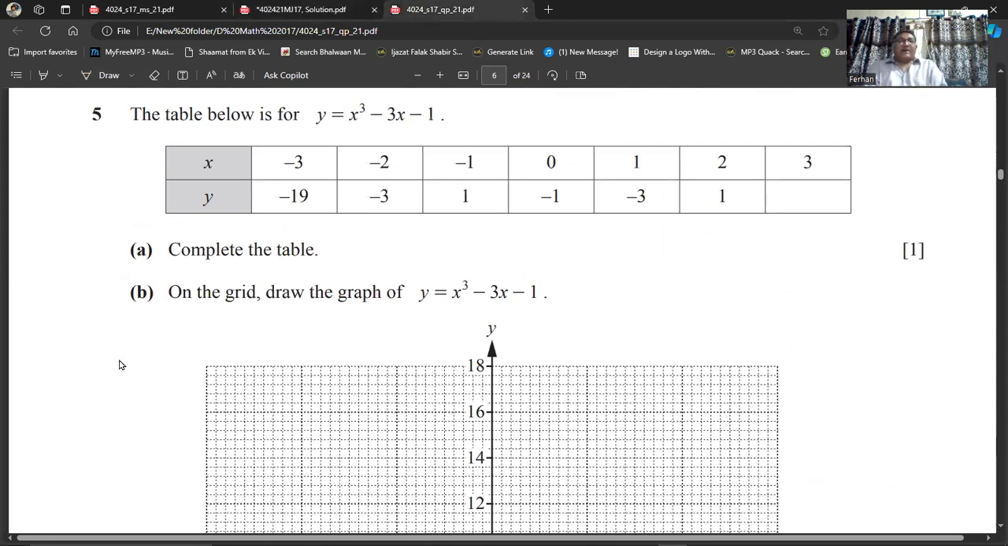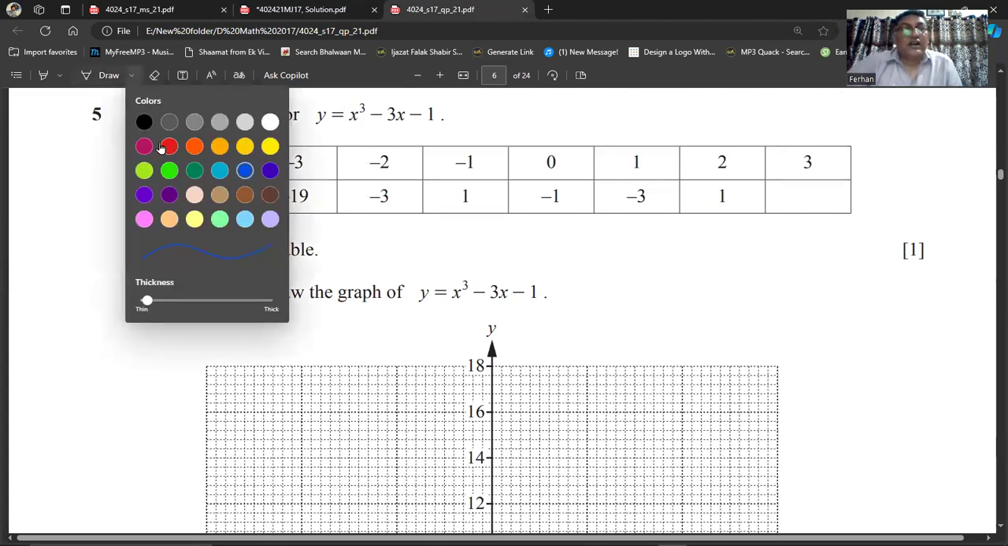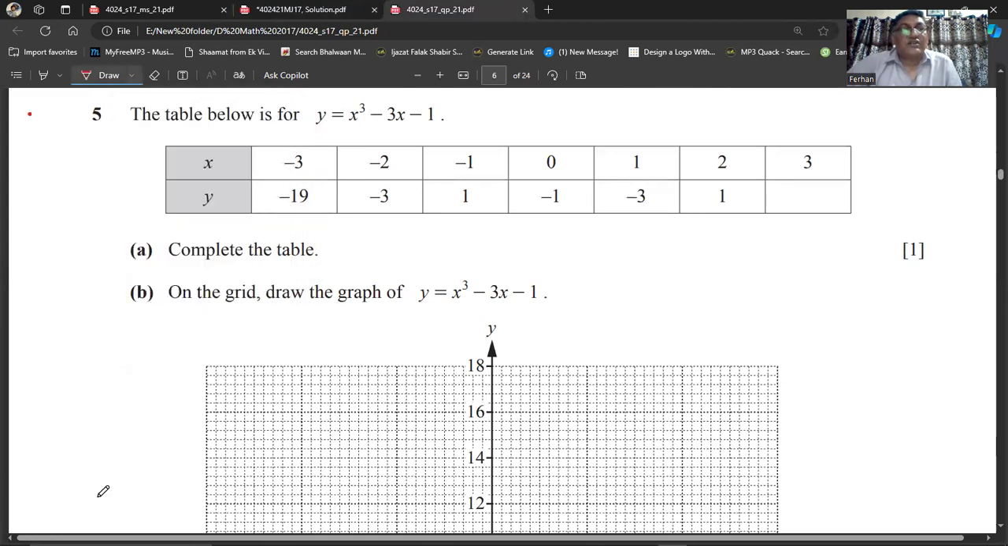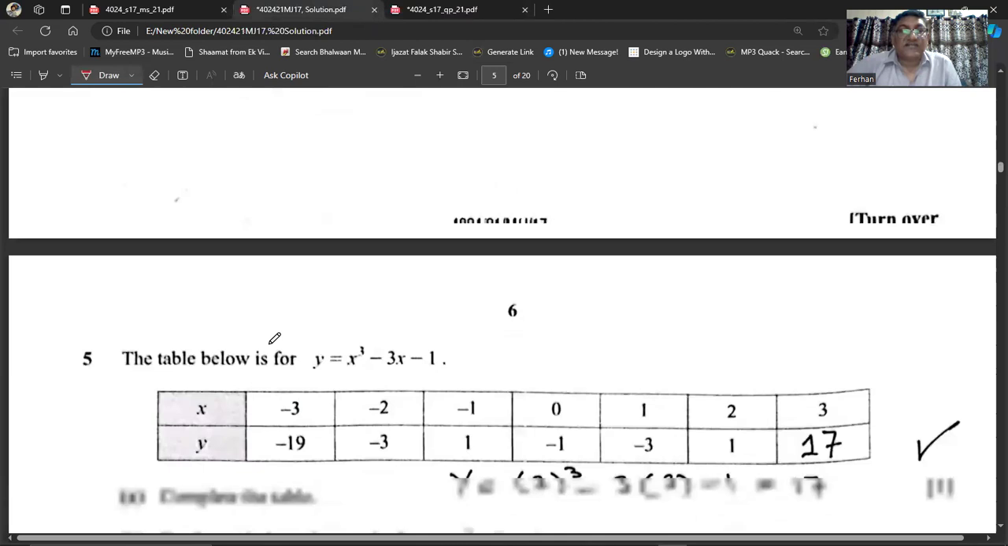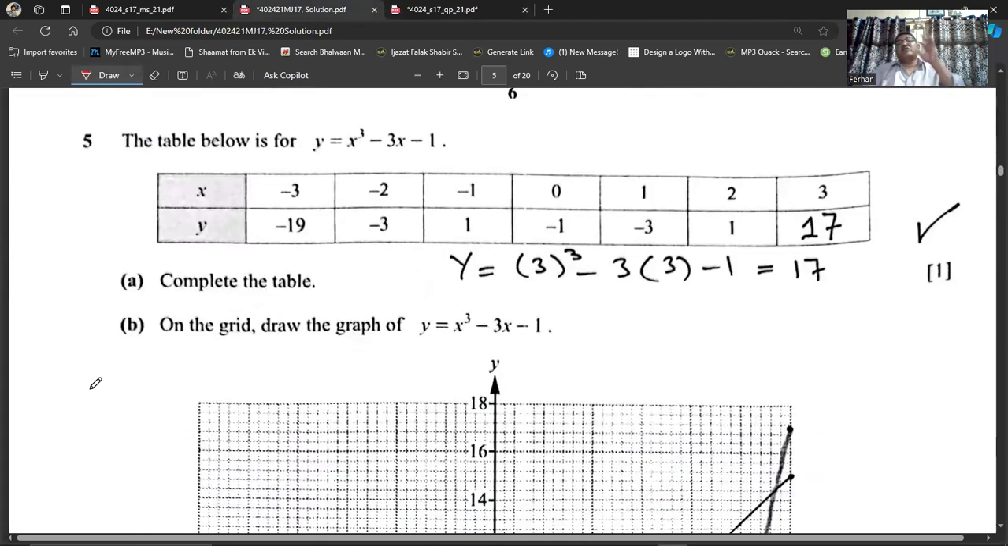Question number 5 is coming up on your screen. He says the table below is for y is equal to x cube minus 3x minus 1. A part is complete the table. It's a 1-mark question. This value is missing. So what we will do, we will try to find out this value. So I will substitute 3 in the place of x in this equation, and I will find out what the value is. So y will be equal to, in your calculator, you can write 3 cube minus 3 multiplied by 3 minus 1, and that will be 17.